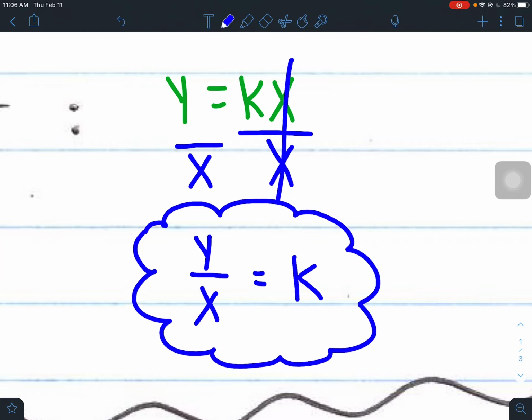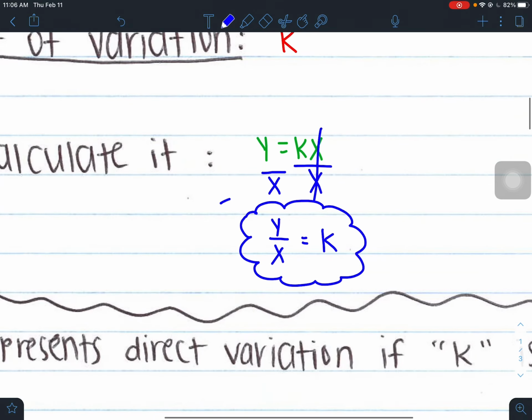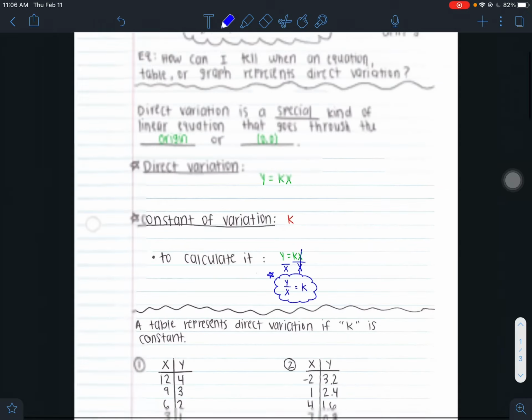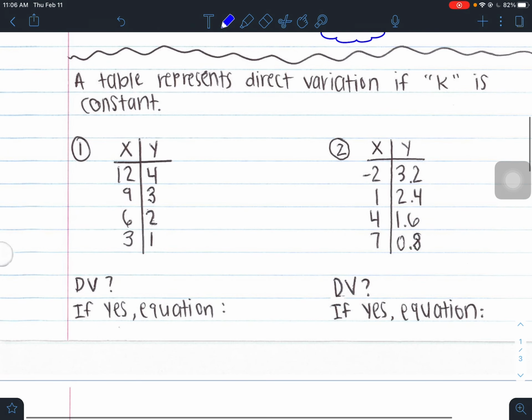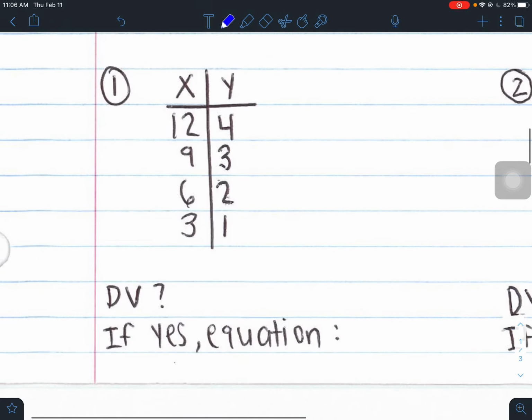Kind of like slope. In the slope formula, what variable goes on top? The y goes on top. So it's very similar to finding slope, but not the same. Don't get the two mixed up. It's not slope. Remember, slope is m, and constant of variation is k. This formula is really important because we need to know it to solve for k. A table represents direct variation if k is constant. You're going to get problems that say, determine if the representation represents direct variation. The way you determine that is you calculate k. You want to see if k is constant here.